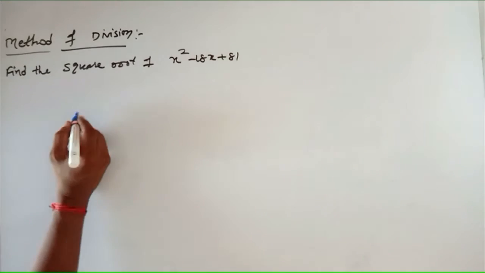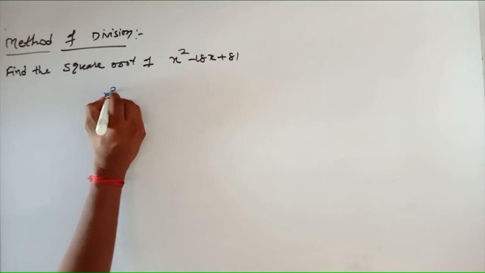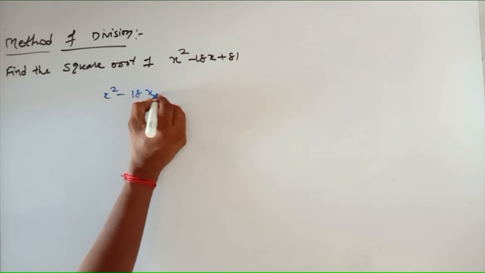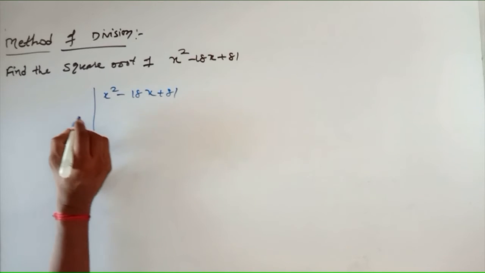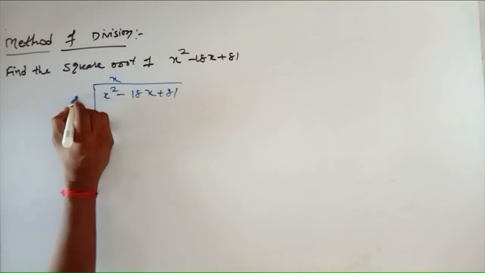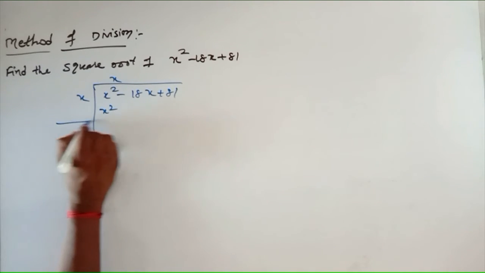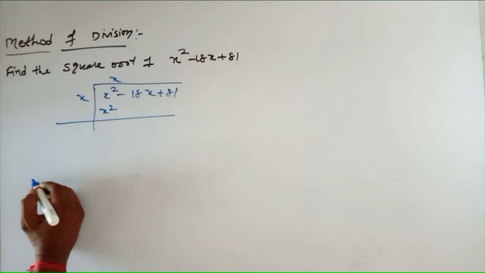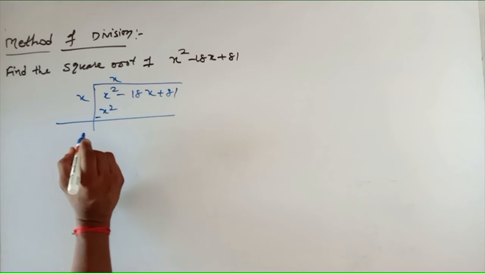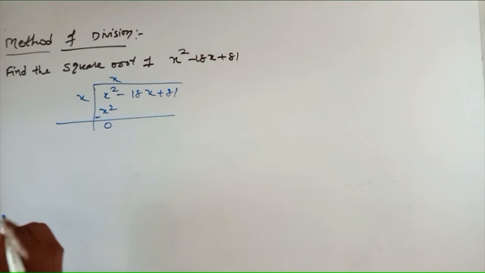so first I am writing x square minus 18x plus 81. So square root of x is x. I am writing that here, and x into x is x square. Okay, now I am doing subtraction. Okay, the value is 0.